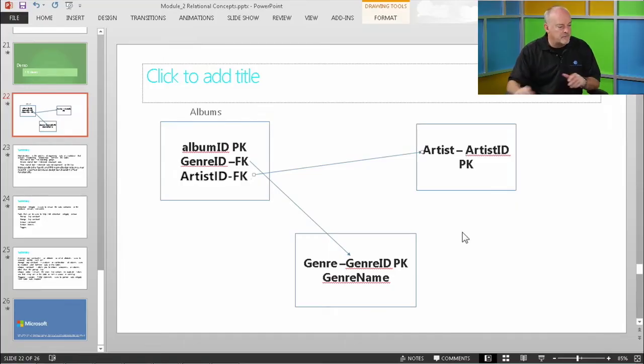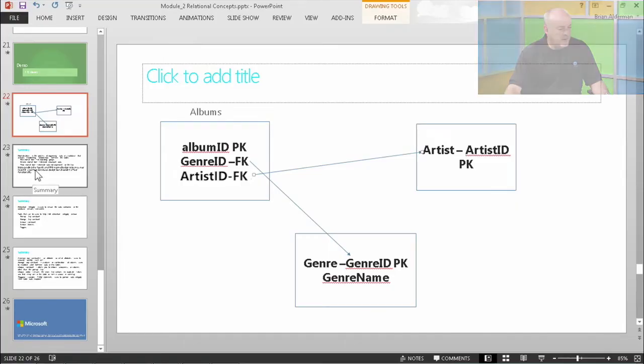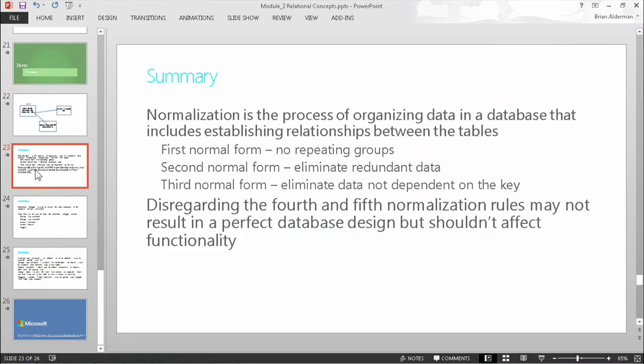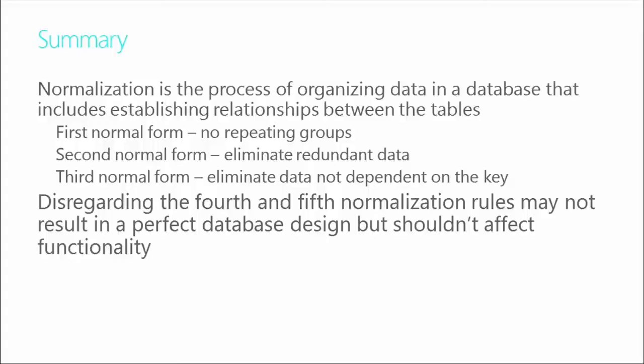Let's go on to the summary slide, and then I think we'll wrap up and we'll get on to module 3. So we talked about normalization. We talked about, remember, there's 5 normal forms. Let me go big screen here. There we go.